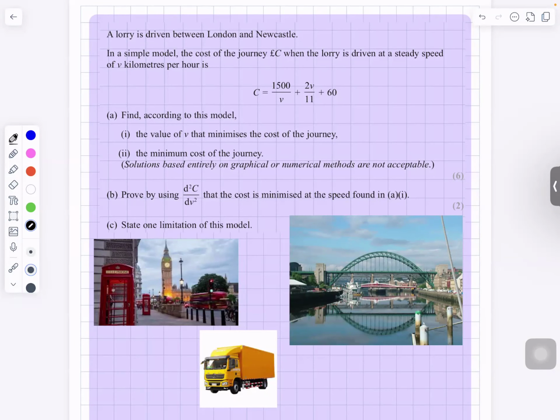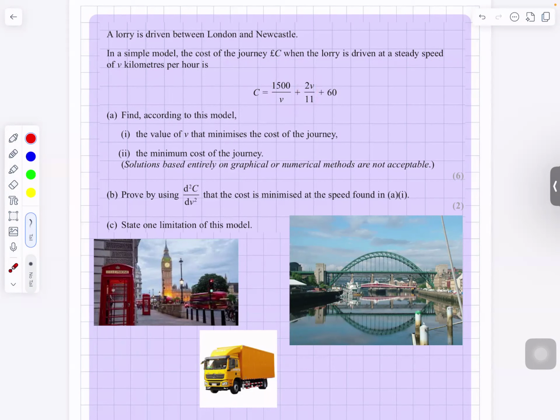A lorry is driven between London and Newcastle. In a simple model, the cost of the journey, £C, when the lorry is driven at a steady speed of V kilometers per hour is C equals 1,500 over V plus 2V over 11 plus 60.